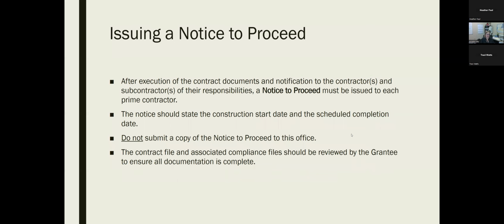Issue a notice to proceed after execution of the contract documents and notification to the contractors and subcontractors of their responsibilities. A notice to proceed must be issued to each prime contractor. The notice should state the construction start date and the scheduled completion date. Do not submit a copy of the notice to proceed to this office. The contract file and associated compliance files should be reviewed by the grantee to ensure that all documentation is complete.